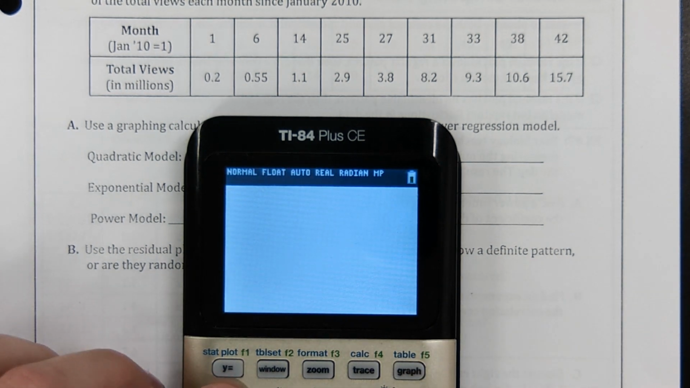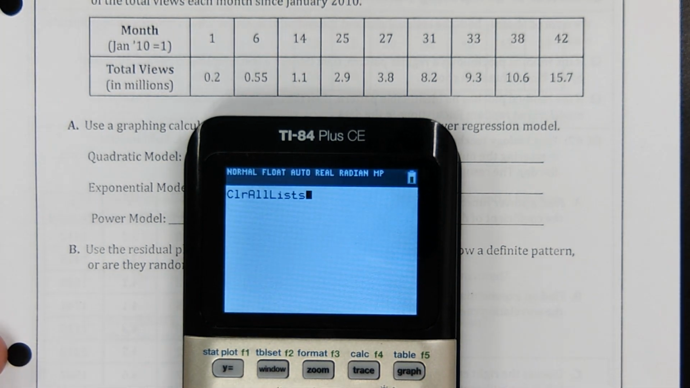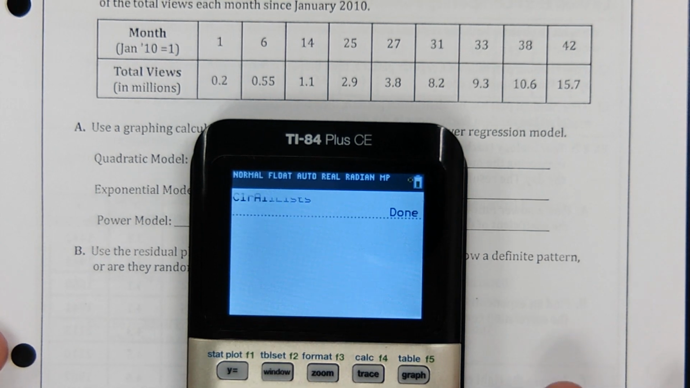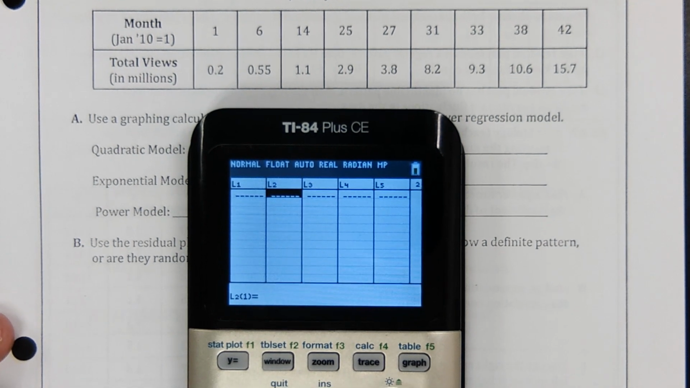We're going to go to second mem, clear all lists is command 4. Yep, clear them, done, my lists are cleared. Stat edit, and there they be.